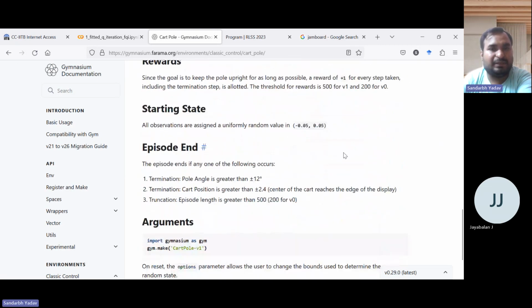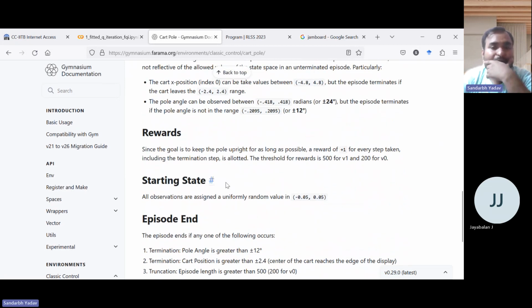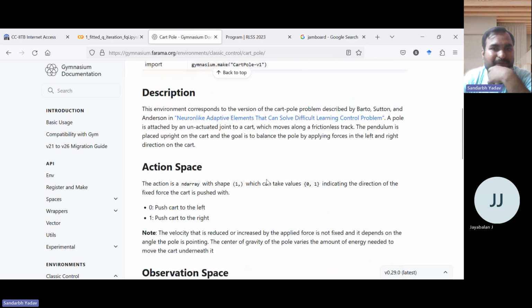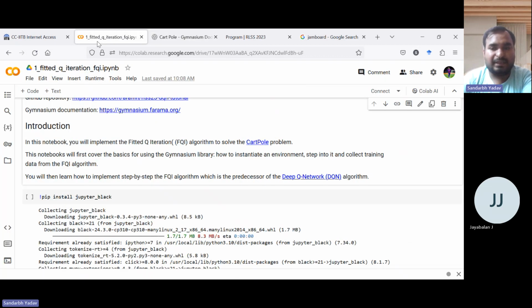So this is the basic description of the problem. Also, one more thing to notice: you might think the start state will always be the same, but the start state can be random. So you can start in any state. The pole might be tilted already, the cart might be here. Any start state is possible and you need to learn how to keep the pole from falling. This is the basic task which is going to be covered in this notebook.